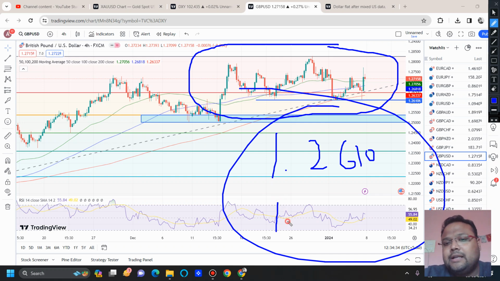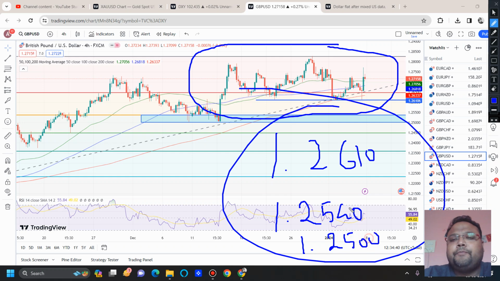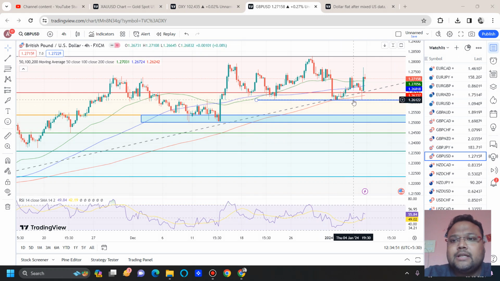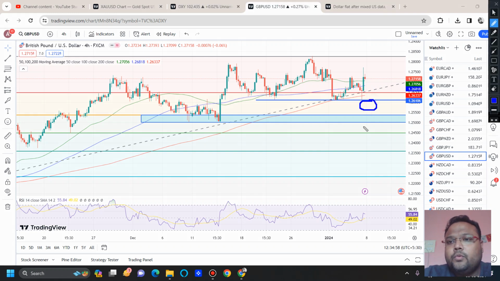And the next level to take a buy will be around 1.2540 to 1.2500. The blue box that I have marked here is the FIBO 38.2% retracement level and also the previous support around this area. So if the market breaks the level here, we can look for a sell in this particular portion of the market, and we can look for a buy around this area. So these are the two trading opportunities that I see on the chart of GBP/USD right now.